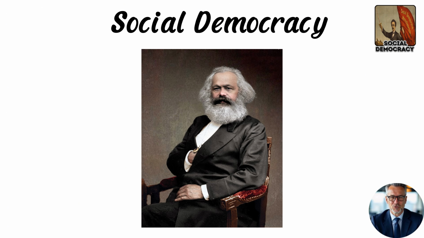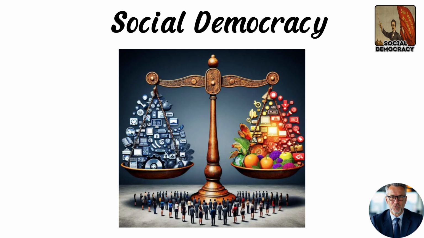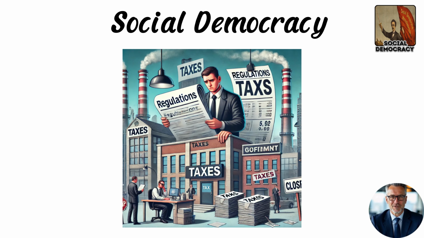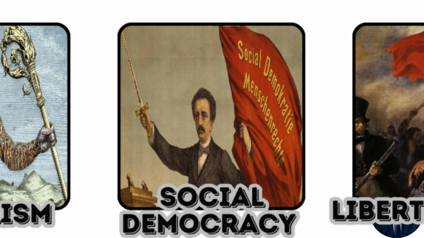Key figures include Karl Marx, who influenced early socialist thought, and modern leaders like Olof Palme of Sweden. Supporters argue it balances economic growth with social justice, while critics claim high taxes and regulations stifle innovation. Examples of social democratic policies include the Nordic welfare state and Germany's strong labor protections.